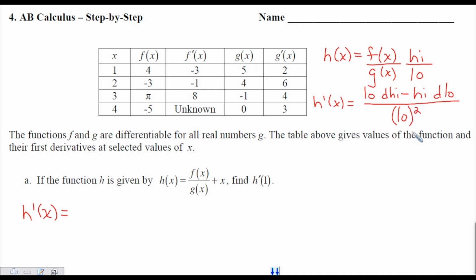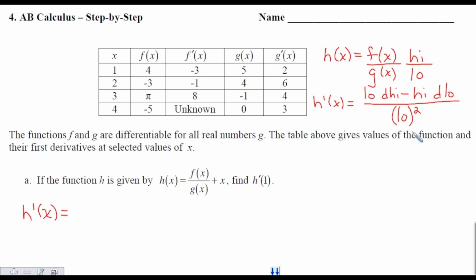So I had a kid put a tune to it, and he'd go, low D high minus high D low over low low, like the Cool Whip song. I don't know, he came up with it. That was Reggie. So I'll say it again. Low D high minus high D low over low low, and the D means derivative of that function.